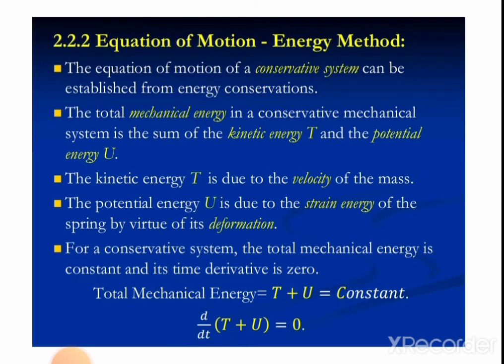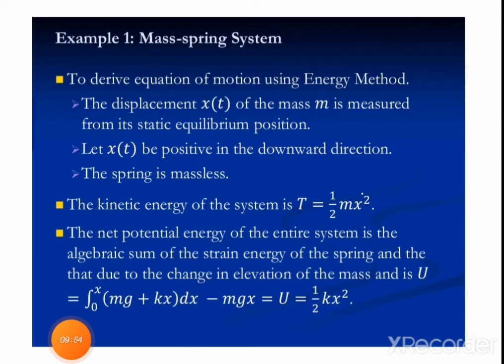When we consider a conservative system, the total mechanical energy is the sum of both energies, so total mechanical energy is constant and its time derivative is 0. Here total mechanical energy is T plus U equal to constant. When we differentiate with respect to time, that is d upon dt of the total mechanical energy, we get this as 0.